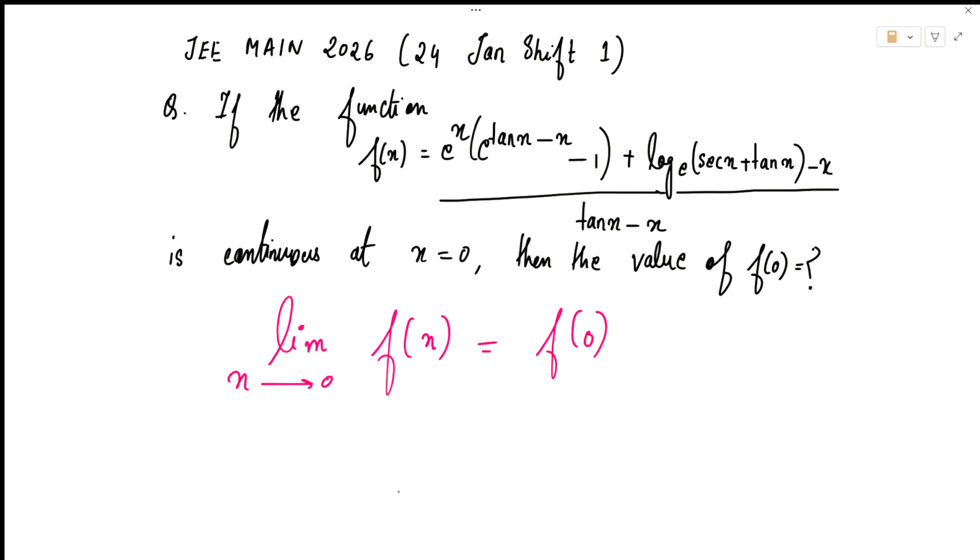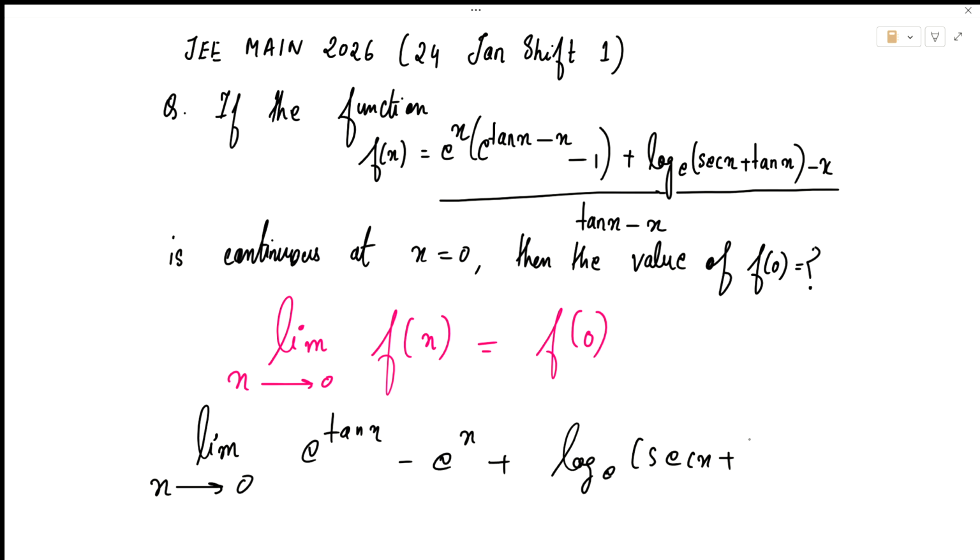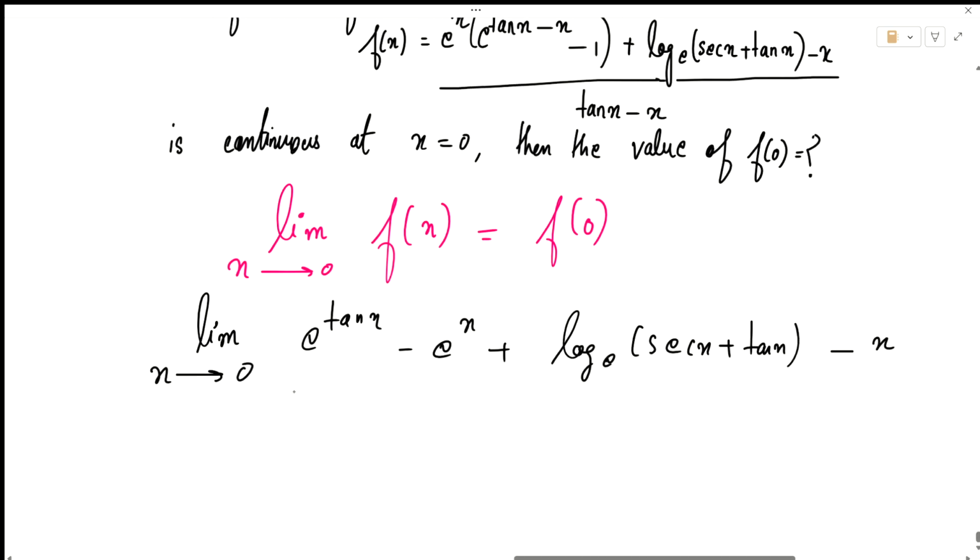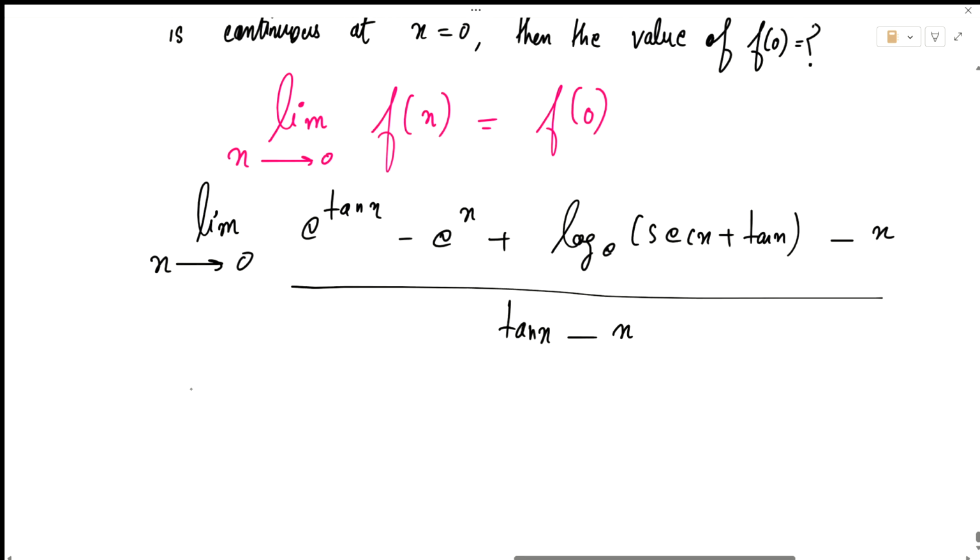So if you want to solve this limit further, you just break this up. We will get e to the power 10x minus e to the power x plus log e base sec x plus tan x minus x. On the bottom we have tan x minus x. Now if you put the value of 0 over here, we are getting 0 upon 0, and you would know that for 0 upon 0, the idea is to use L'Hospital's rule.